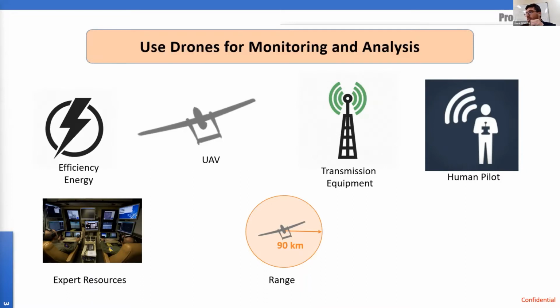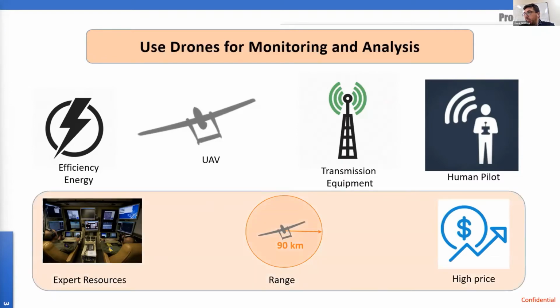Because we have this condition, we need to do a lot of missions in the same day. So now we have a problem with energy, and we consume a lot of energy in the same day. And sure, the price of the solution is very crazy. So we decided with our partner to reduce all of these parts, to eliminate the human pilot, to eliminate transmission, to increase the range, and to reduce the price of the solution.